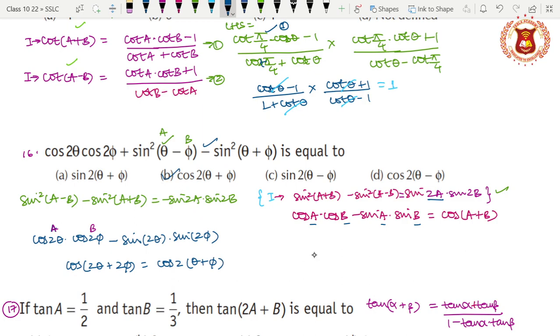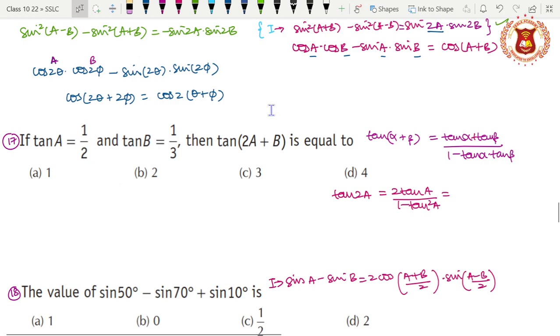Okay, this is a slightly complicated problem but if you know the identities, you can answer it very easily. And here notice very carefully, I multiplied minus 1 both sides, therefore it will become minus sin 2a into sin 2b. Any doubts you can ask in the comment section here. My comment section is open. Okay, thank you.